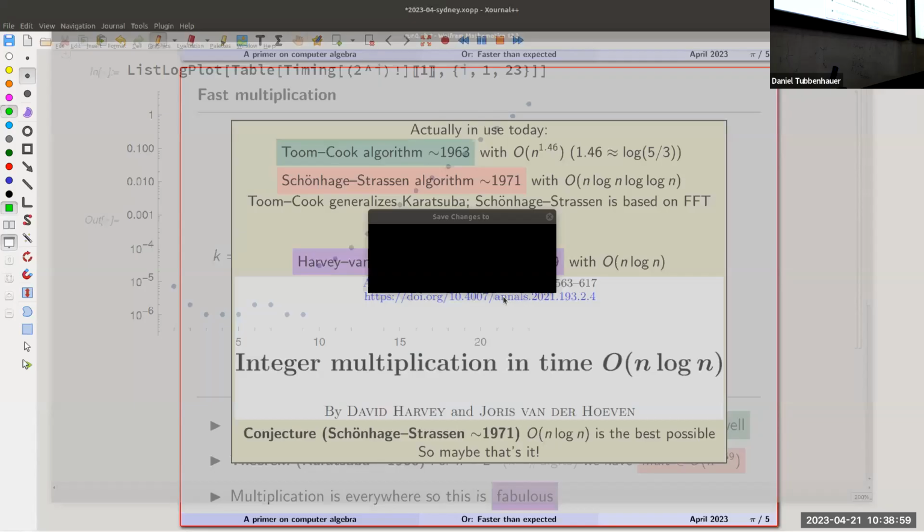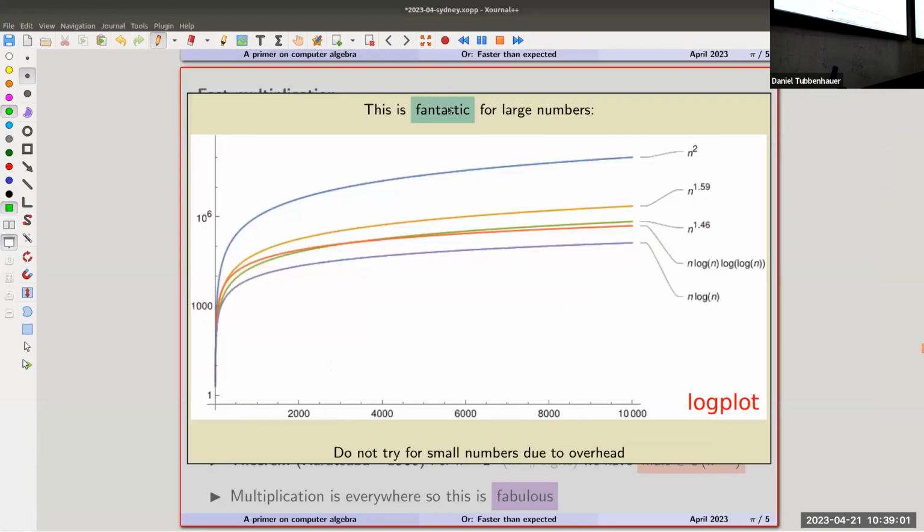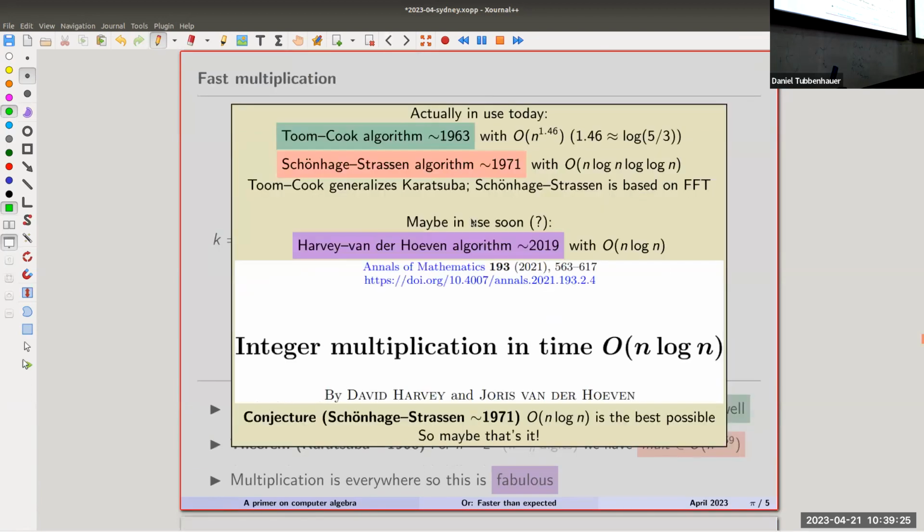All right, let me just finish with a comparison picture, and then I finish a bit early. So here's my log plot again. I haven't tried this for small numbers, but I just put it through by myself, so certainly don't do that by hand. n squared is the grid one, and we have the various ones here.